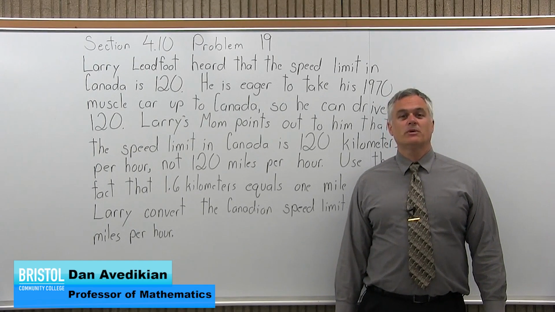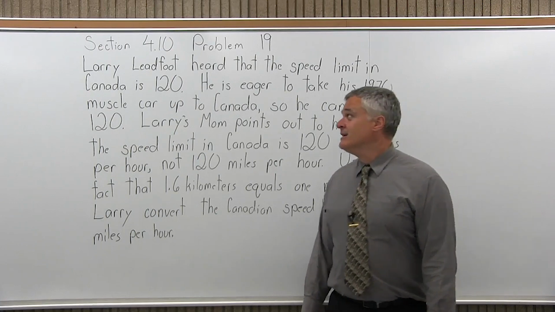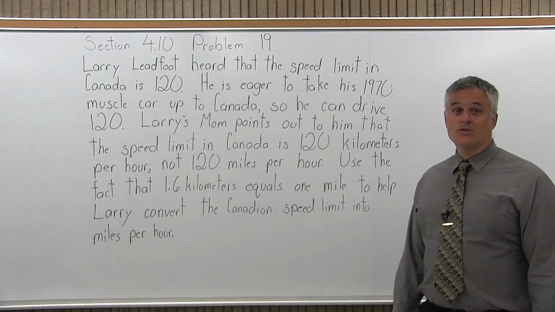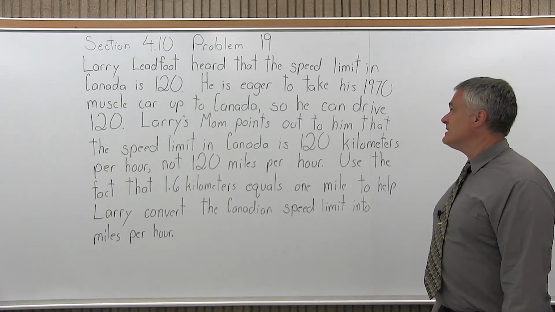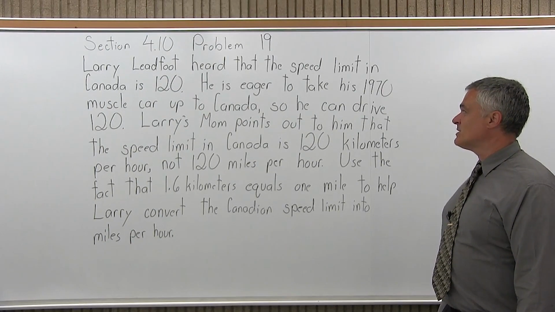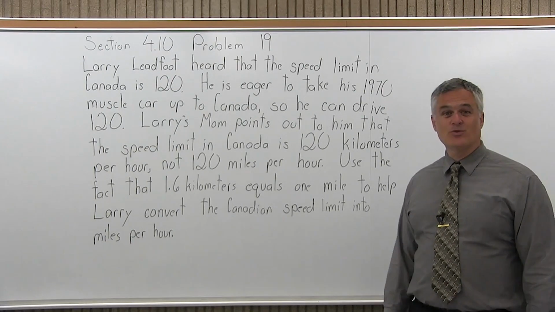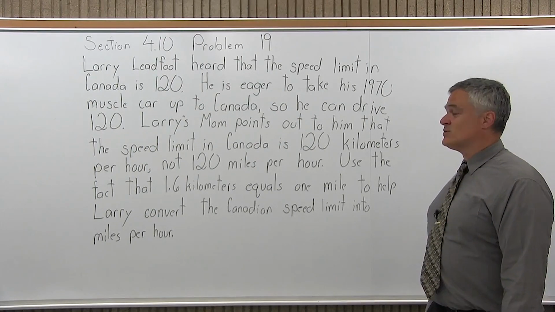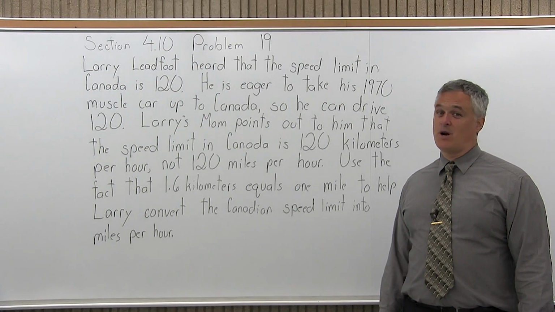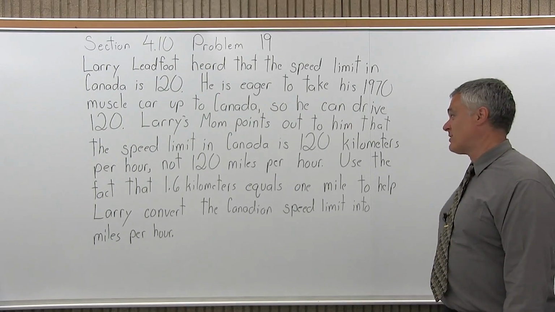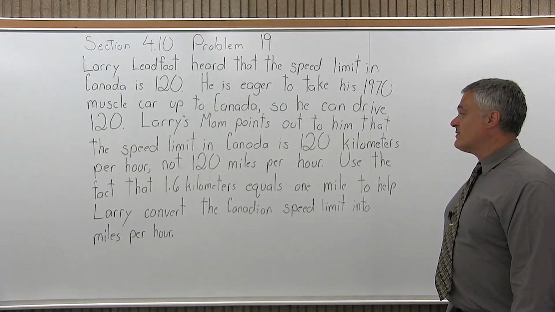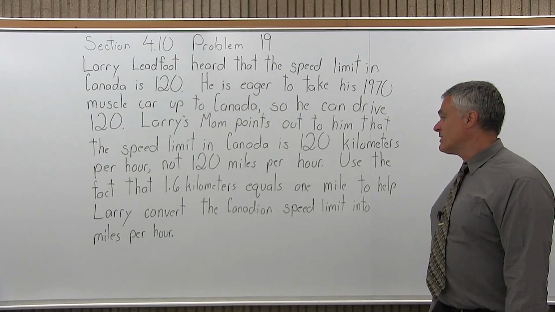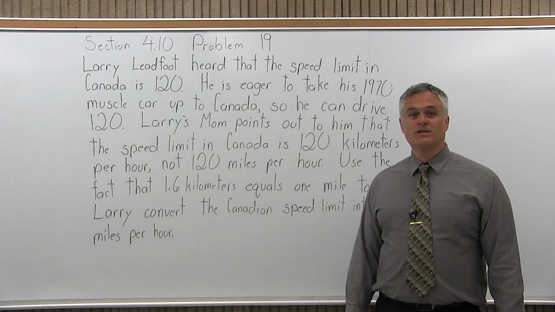This is Section 4.10, Problem 19. It says, Larry Letfoot heard that the speed limit in Canada is 120. He is eager to take his 1970 muscle car up to Canada so he can drive 120. Larry's mom points out to him that the speed limit in Canada is 120 kilometers per hour, not 120 miles per hour. Use the fact that 1.6 kilometers equals 1 mile to help Larry convert the Canadian speed limit into miles per hour.